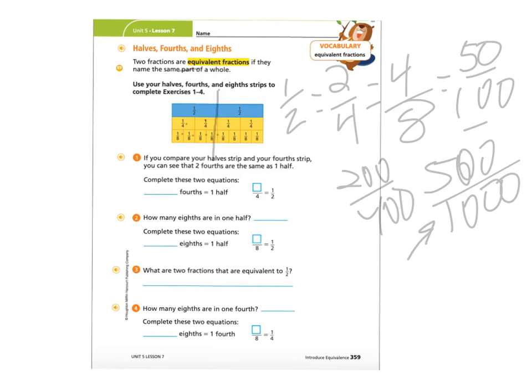They're all equivalent. So when you look at these, complete the 2 equations. This is asking you fourths, so 2/4 equals 1/2, and then you just are filling it in here. How many eighths? So we had 4/8 is equal to 1/2. So what 2 fractions are equivalent to 1/2? Well, 2/4 and 4/8. So how many eighths are in 1/4? So now you'd be comparing that 1/4 to the 1/8. Now 1/2 can't be equal to that because it's too big. So I'll let you finish that one.